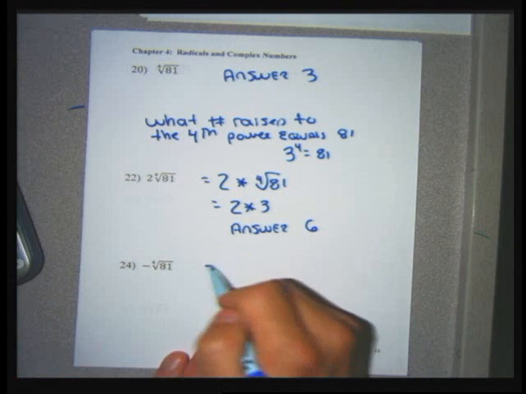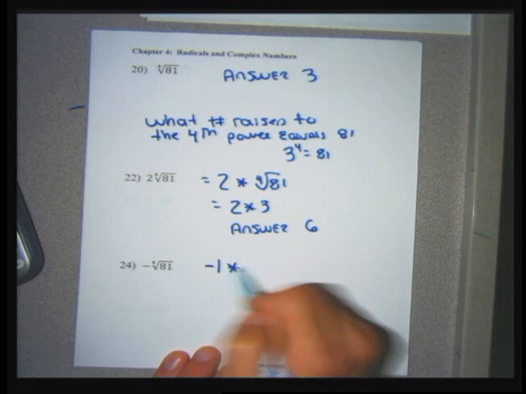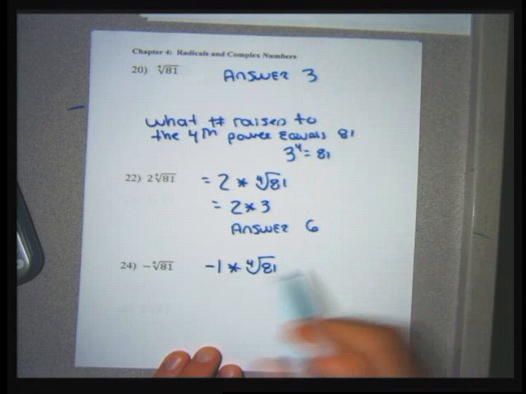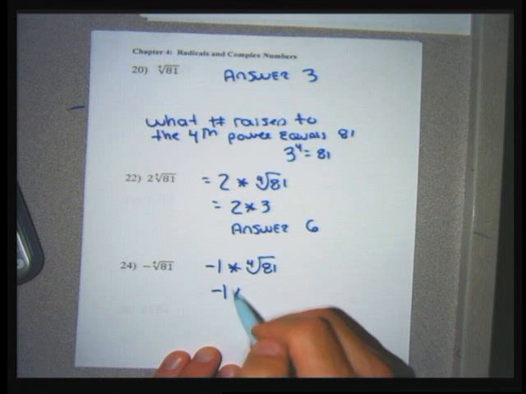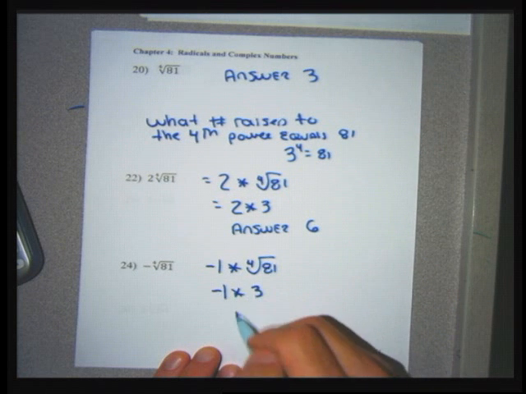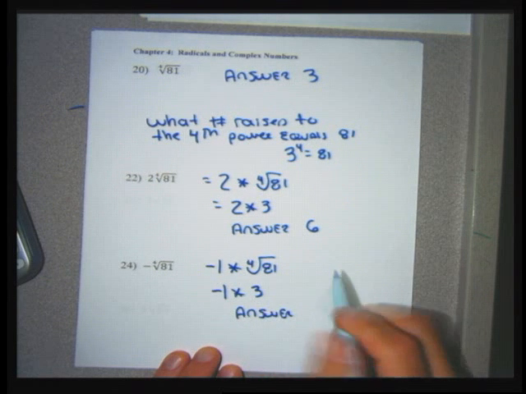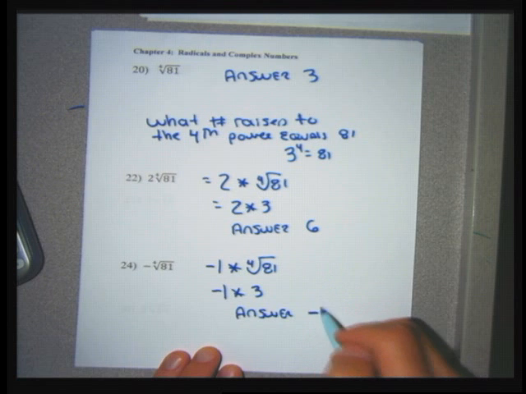24 means -1 times the 4th root of 81. All 3 of these problems have the 4th root of 81, and the 4th root of 81 is always 3. And so the answer to problem 24 is -3.